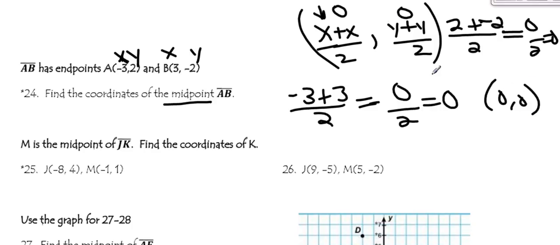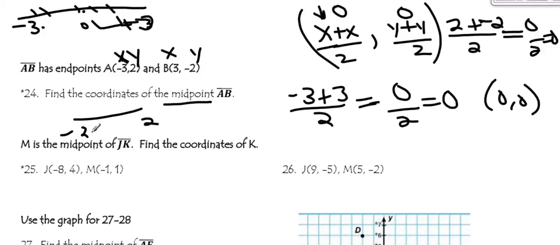And now let's check to make sure the answer makes sense. Let's look at our x values. We have negative 3 down here, positive 3 over here. Do you think 0 is in the middle? Well, negative 3, negative 2, negative 1, 0, 1, 2, 3. It is in the middle because they're exactly the same distance from 0. Then check your y values. Here's 2, here's negative 2. Is 0 in the middle? Well, 2, 1, 0, negative 1, negative 2. There's exactly 1 in between each, so that's exactly in the middle.